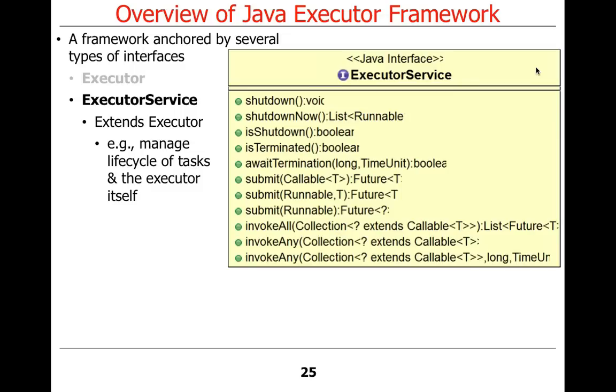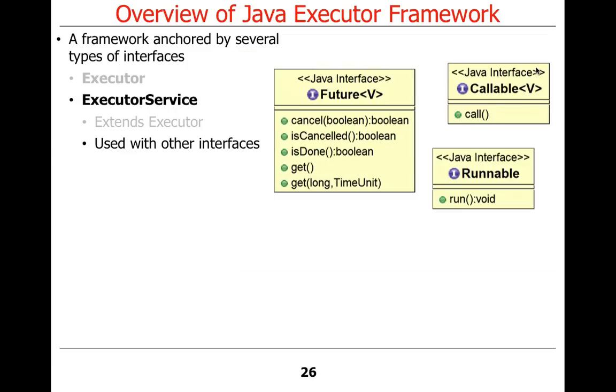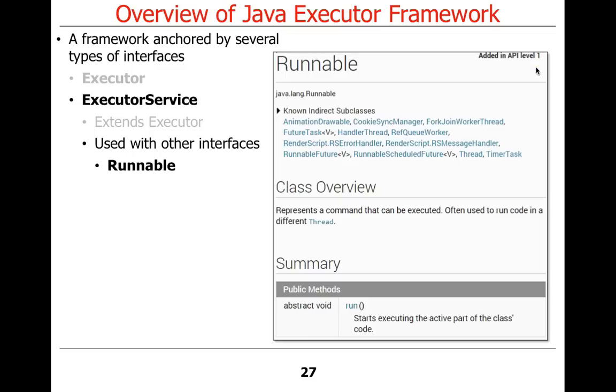But the basic long and the short of it is that all these methods manage the life cycle of tasks, and it also manages the executor itself. So for example, you can shut down the executor. You can also submit these things and invoke groups of them and so on and so forth. The Executor Service is used with a bunch of other interfaces, which are very important. They're fairly simple to understand once you get your head around it, but there are a number of them, and they work with each other in subtle ways. The framework goes even further and adds a bunch more that we're going to see later. But here are the basic building blocks.